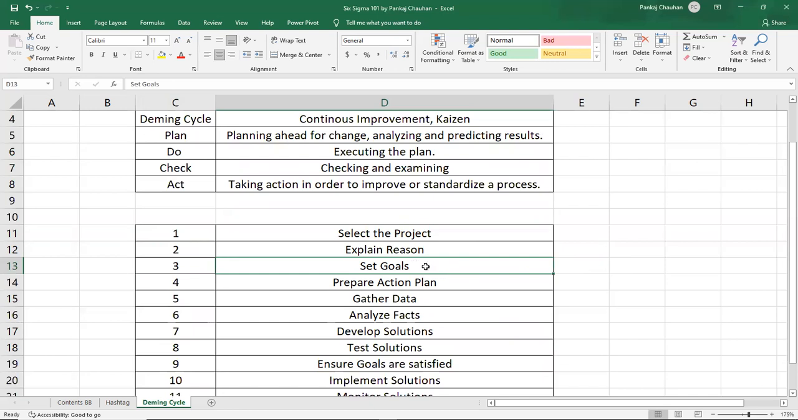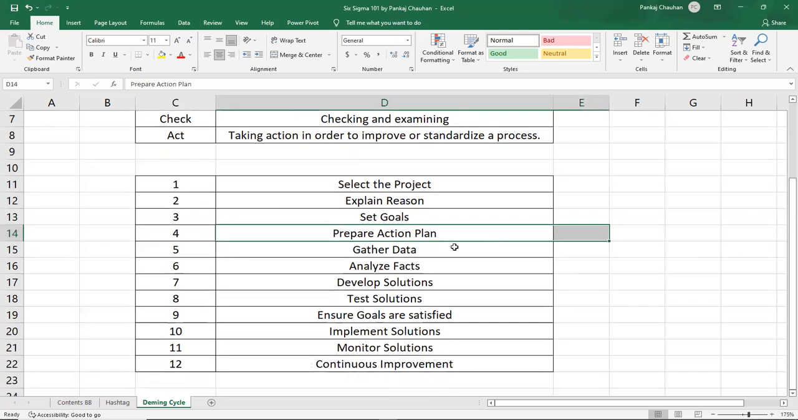Set a reasonable goal. Statistical methods are there, which you will be learning soon in my upcoming sessions. Set the goals, and according to the goals, look at your current process performance, which we call the baseline. There must be some difference between the current value and the goal. Then once you set the goal, you prepare the action plan accordingly. Collect basic data.